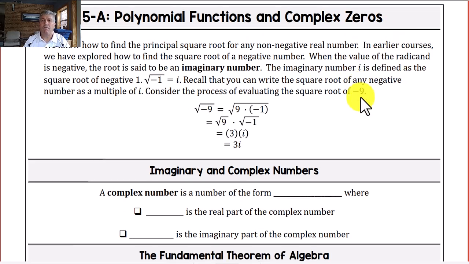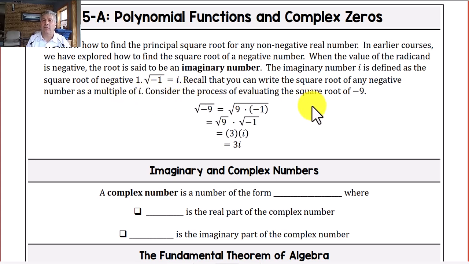We know how to find the principal square root of any non-negative real number. In earlier courses, we have explored how to find the square root of a negative number. When the value of the radicand is negative, the root is said to be an imaginary number. The imaginary number i is defined as the square root of -1. So the square root of -1 equals i. Recall that you can write the square root of any negative number as a multiple of i.